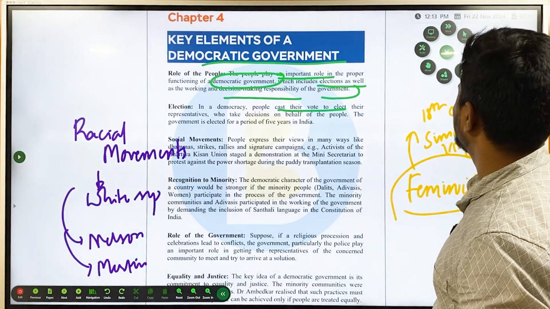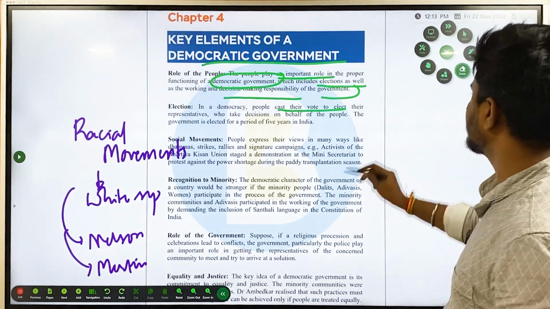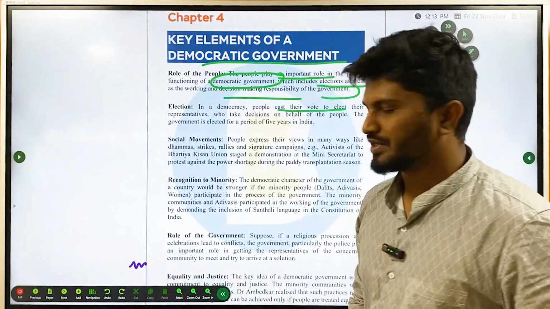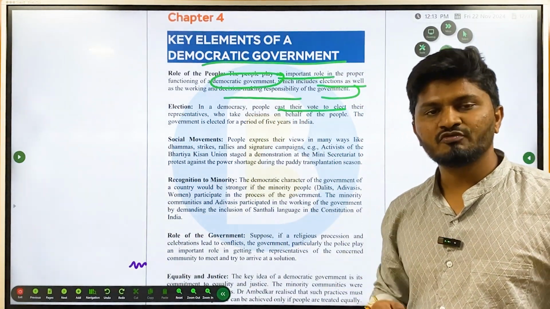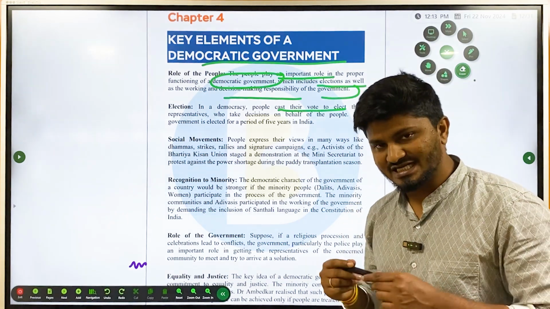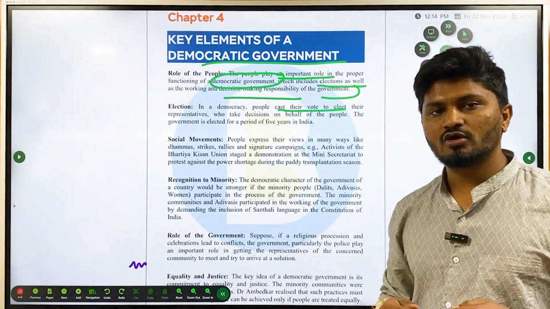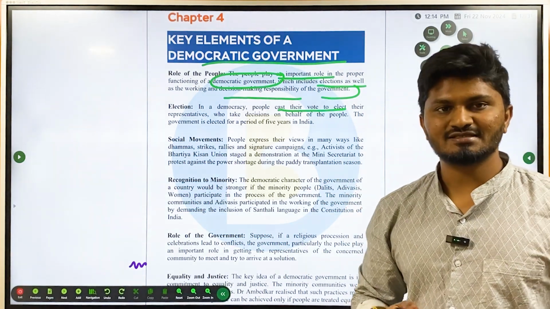So these are certain movements. The purpose of the movement is to fight for a particular injustice or fight for their rights. These were the original movements. But right now, in the present context of democracy, if we are dissatisfied with the government, if we are not happy with the way the government is working, then we have social movements where we express our criticisms.